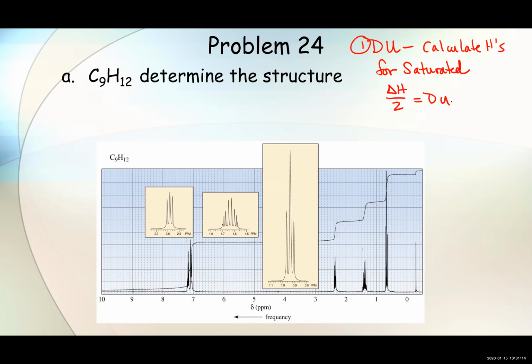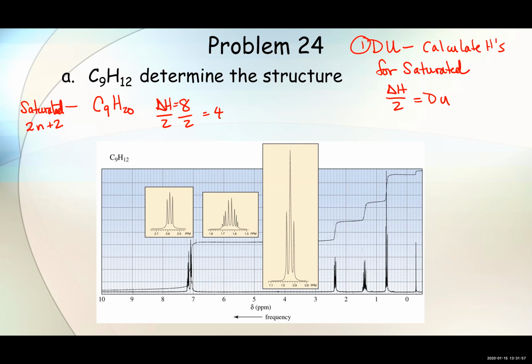It's just a difference in hydrogens. So for C9, for a saturated compound, it's 2N plus 2. What's 2 times 9? 18 plus 2, that would be 20, right? So H20. This is my saturated formula, and I used 2N plus 2 to get that, so I know how many hydrogens are missing. Subtract 8. So the difference in hydrogens is equal to 8. If I divide that by 2, I get 4. So there's 4 degrees of unsaturation.